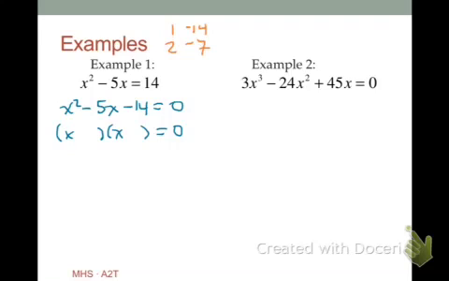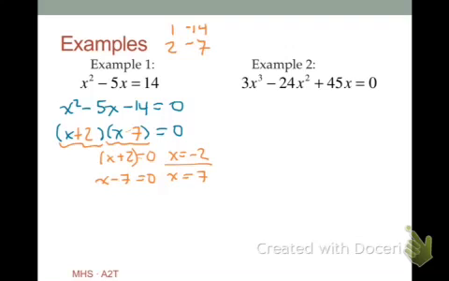So I can now write my factors, x plus 2 and x minus 7. Now I want to solve each of these to get my roots because I know that either x plus 2 has to equal 0 or x minus 7 has to equal 0. So I'd write x plus 2 equals 0, or x equals negative 2, and that's one of my roots. Likewise, I can say x minus 7 equals 0, or x equals 7, and that's another root. So those are my two roots to this quadratic equation.